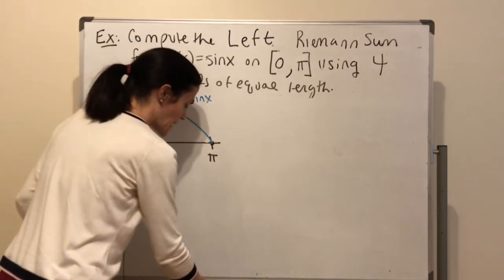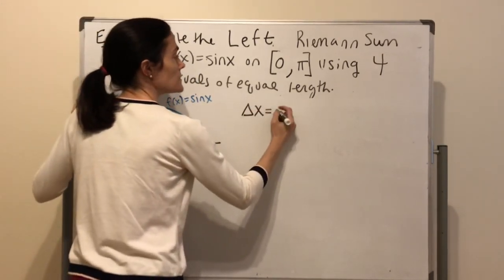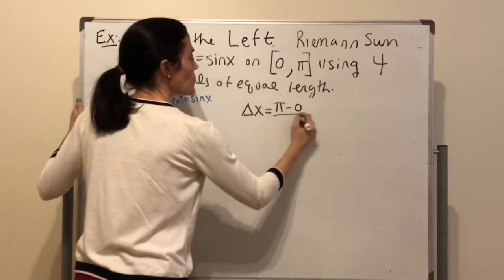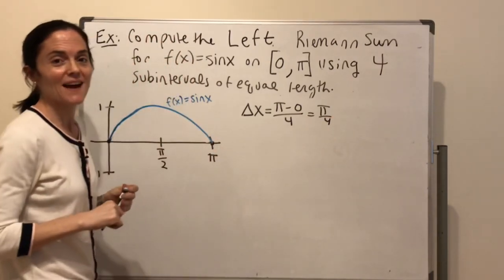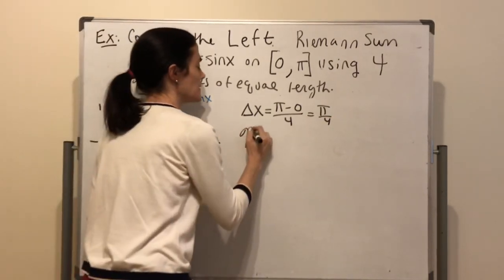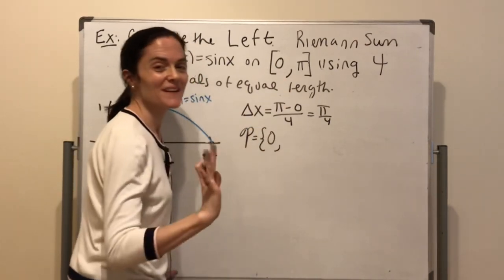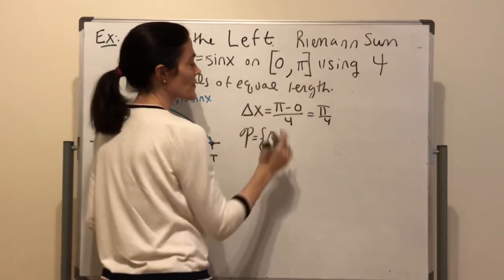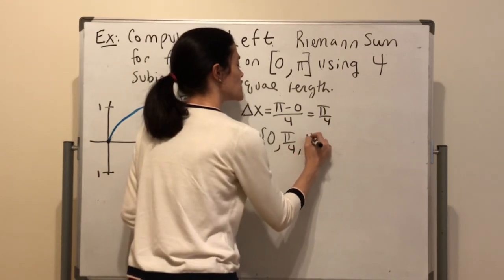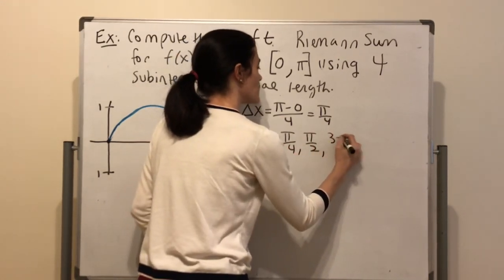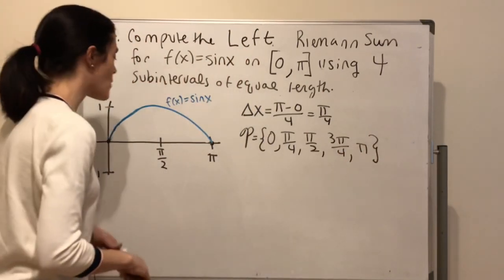And then if we begin calculating delta x, this would be pi minus 0 over 4, which is pi over 4. And immediately we can write down our partition, P. We always start with the left endpoint, and then we march forward by delta x until we arrive at the right endpoint. So this would be pi over 4, this would be pi over 2, 3 pi over 4, and finally pi. Okay, so let's draw.